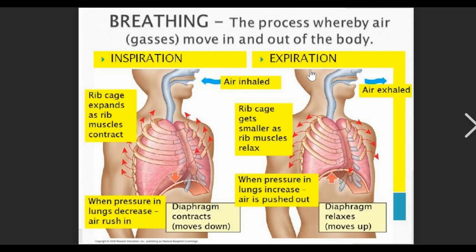Now let's see expiration. What happens in it? The diaphragm relaxes. When the diaphragm relaxes, it moves up. It comes back to its dome shaped. The intercostal muscles relax. When it relaxes, the rib cage gets smaller. When it gets smaller, there is low space, or the intrathoracic cavity decreases. When the cavity decreases, the pressure in the lungs increases. As pressure increases, air moves out, or air is exhaled. This involves the process of breathing.